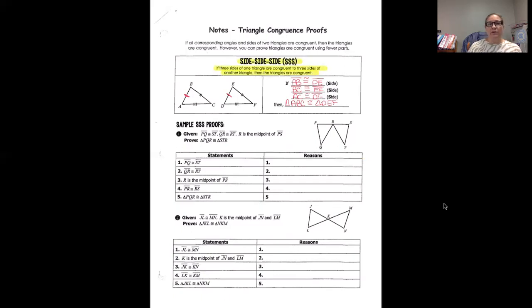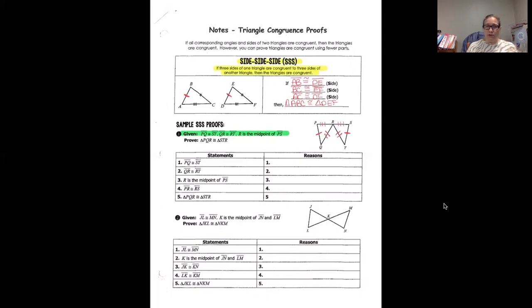All right, we're going to look at our first proof here. And they're already telling you it's a side, side, side proof. What you're going to do is take the given statement. You will always have a given and a prove. So we're going to take the given statement and label our diagram. PQ is congruent to ST. QR is congruent to RT. And R is the midpoint of PS. That means this piece is congruent to this piece. Midpoint cuts it in half.